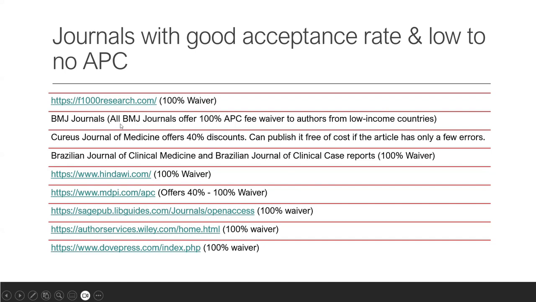BMJ has about 7 or 8 different journals, from systematic reviews to case reports and original articles. All of them give you a 100% waiver if you are from a low-income country.